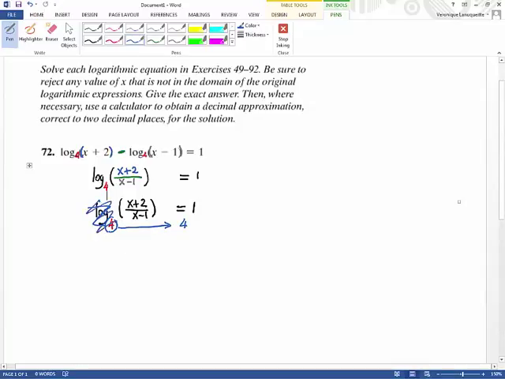So what do we get on the left hand side? All of this is gone. So you just have the quotient which was inside the log. We have x plus 2 over x minus 1, which is in parentheses, but you really don't need the parentheses. And that is equal to 4 raised to the power 1, 4 to the first, which is really 4. So we need to go ahead and solve this simple equation, and we'll do that by cross multiplying.